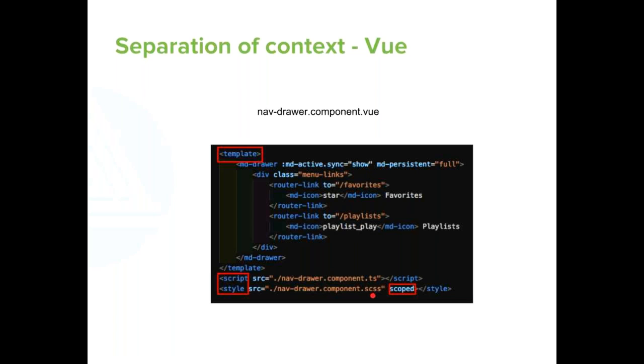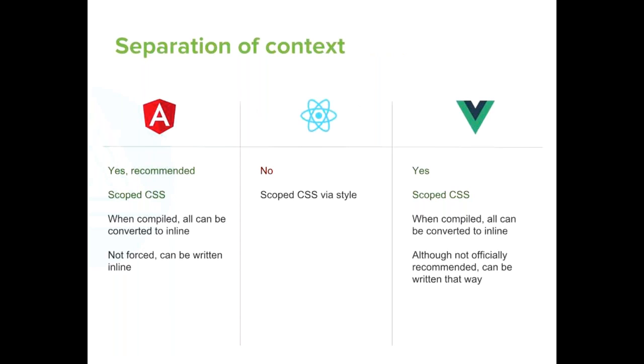So to sum it up, in Angular, there is separation of context. You do have the scoped CSS. Anyways, when everything is compiled with Webpack, it's all converted to inline, to just one file, really. And it's not forced, but it can be written inline. If you use Angular CLI, by default, it will generate these separate files. But if you want to write everything in one file, you can do it just fine.